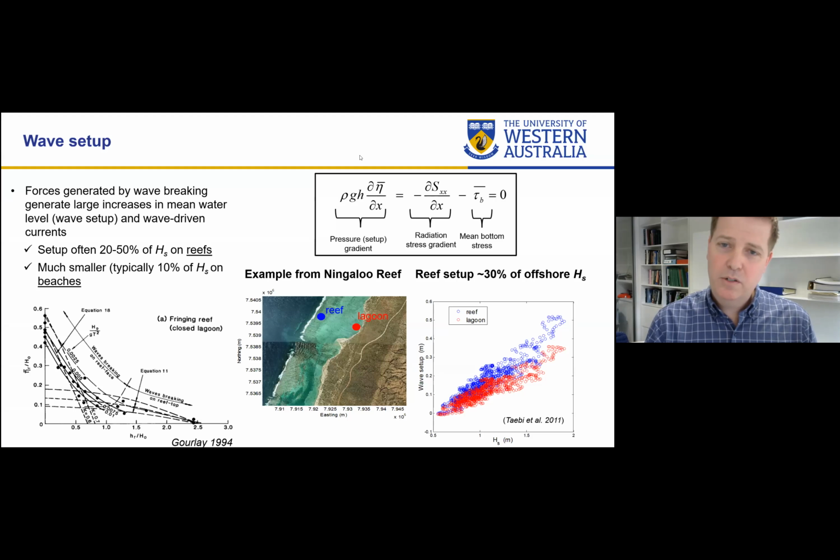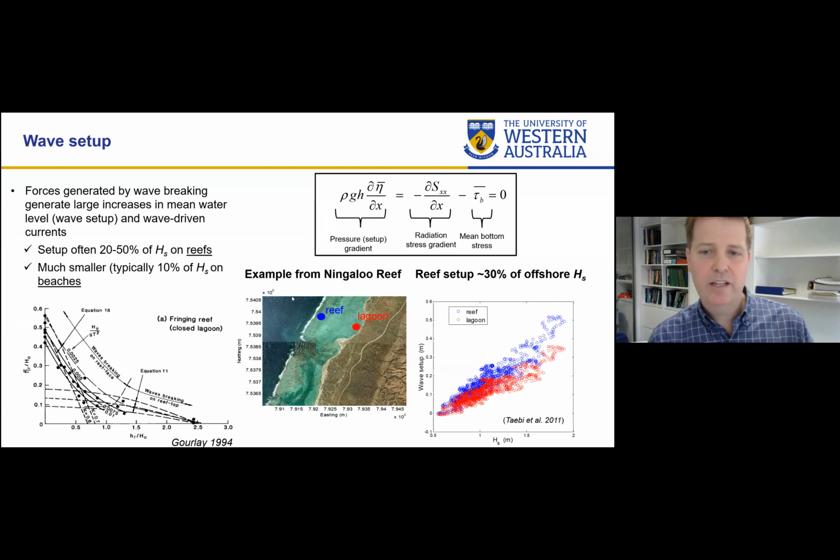And so I'm going to talk quite a bit about why this is the case. It really comes down to looking at our mean momentum balances, which are used to explain how we get wave setup generation. So this is our pressure gradient term. We'll talk about radiation stress gradients, which is essentially looking at how waves are attenuated and the wave forces that are generated as waves break and decay across the reef. And we also get this mean bottom stress term, which I'll talk about.